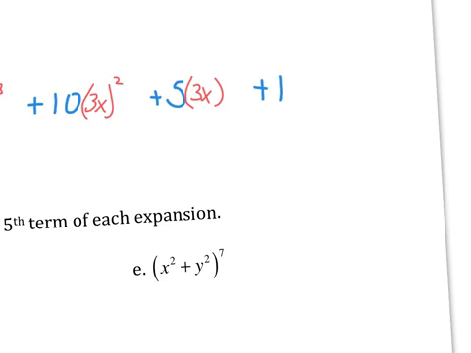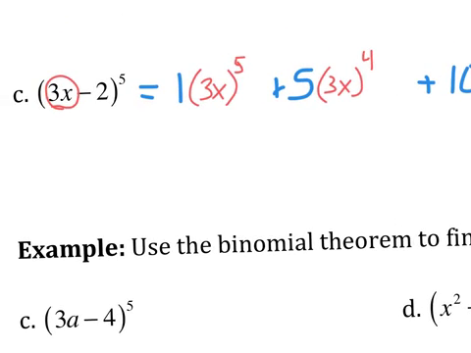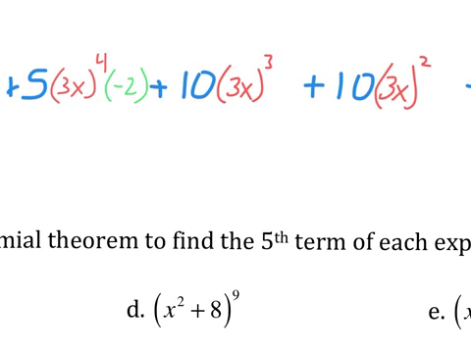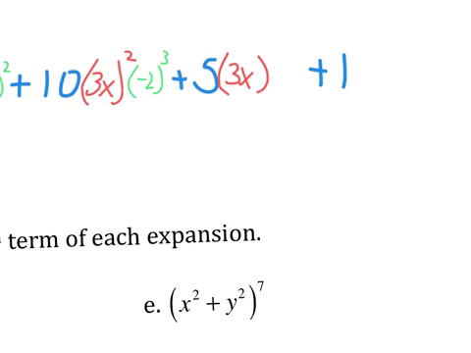Now notice what my b term is. My second term is a negative 2. So I'm going to increase the exponent. Notice I have to place the negative in the parentheses as well. So that's negative 2 to the first power. So this one is negative 2 squared. And this one is negative 2 cubed. This one is negative 2 to the fourth power. So this one has to be negative 2 to the fifth power.